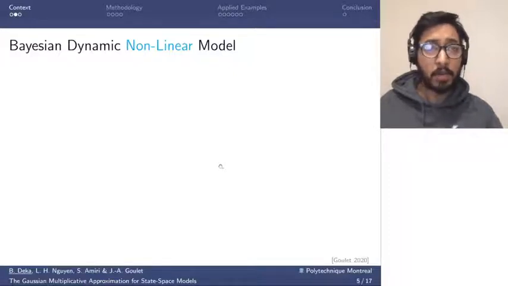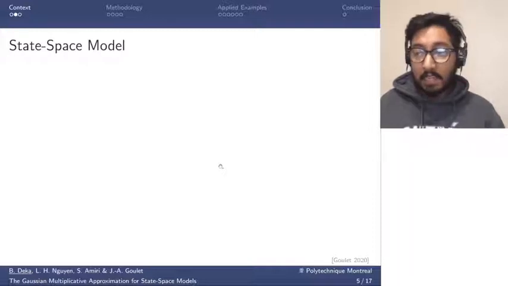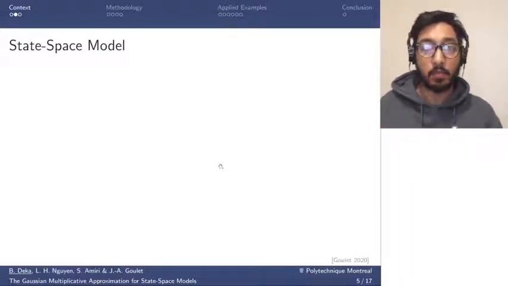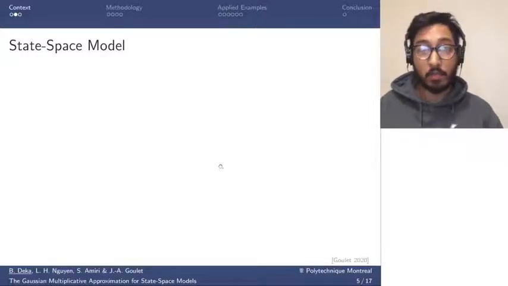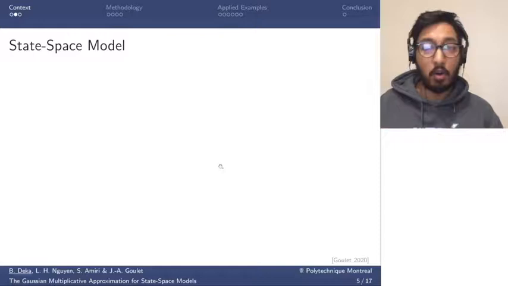But what about Bayesian dynamic nonlinear models? In general, any modeling of dynamic systems is referred to as state space models. Bayesian dynamic linear models are a subclass of state space models where we have linear transition and/or observation models.